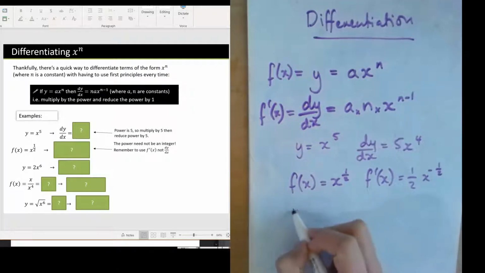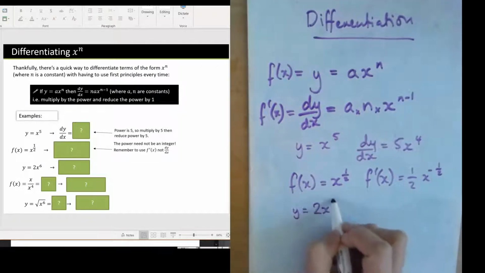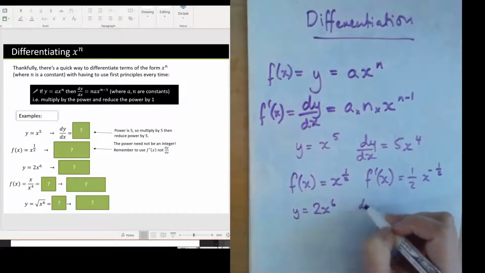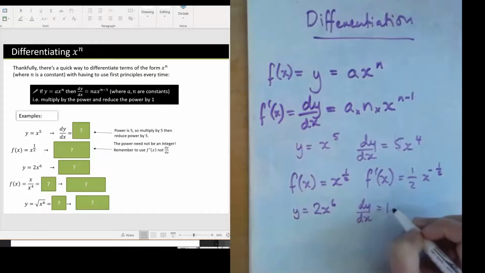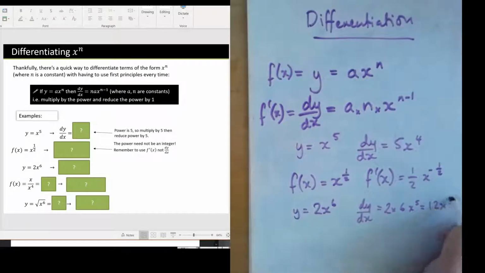Okay, for the next one we have y is 2x to the power of 6. So dy over dx, 6 comes down. I'll write it a bit longer as well, sorry. So I've got 2 times 6, and then multiply that by x to the power of 5. So the 2 times 6 is 12, 12x to the power of 5.